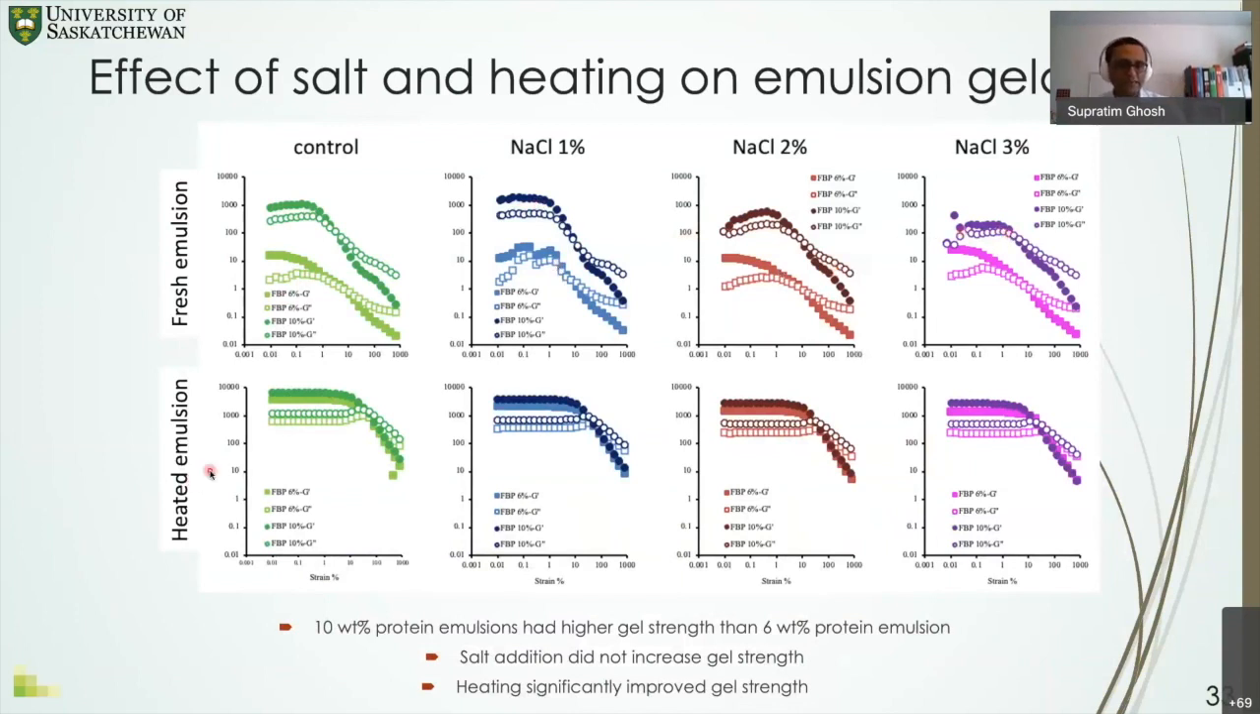But if you heat them, you can see that even the control without salt, from a weak gel, becomes a strong gel due to this linear viscoelastic region. This is the characteristic of a strong emulsion gel. And so for all of these, as soon as we heat them with and without salt, their gel strength significantly increased. And 10% protein stabilized emulsions also have higher gel strength compared to the 6% protein stabilized emulsion.